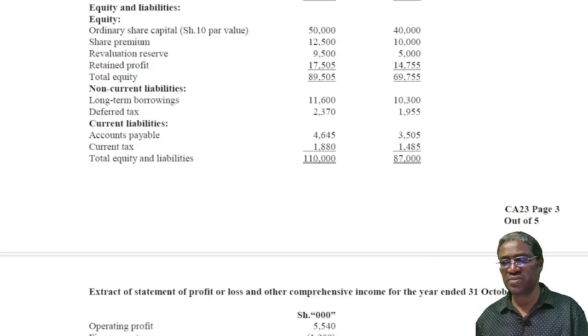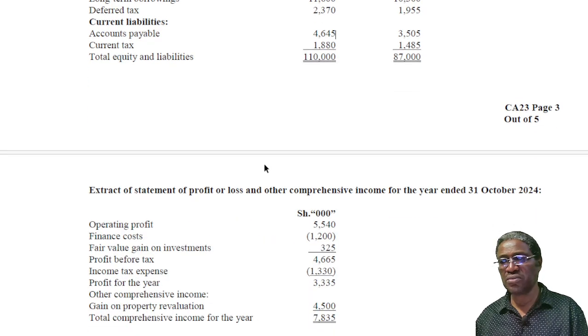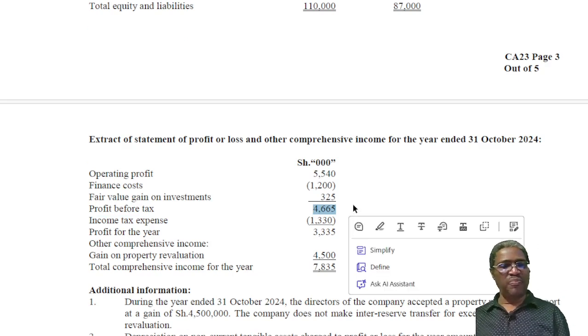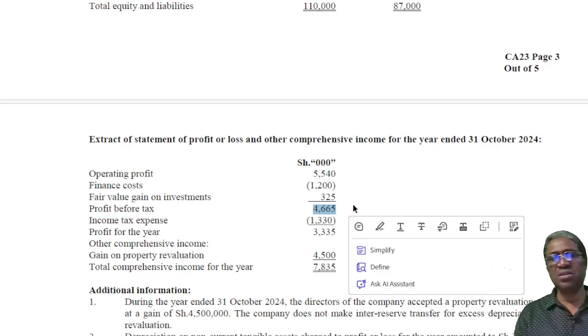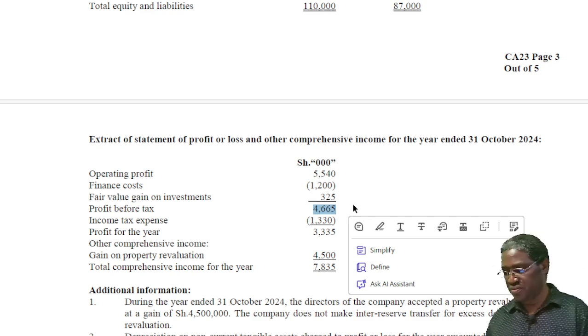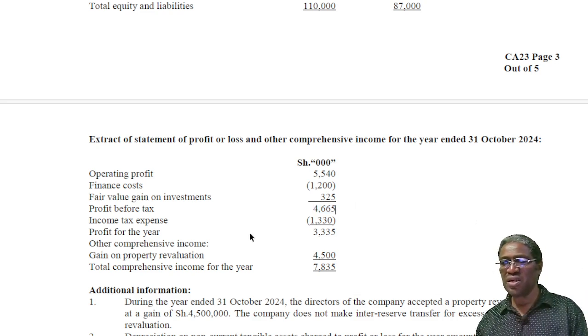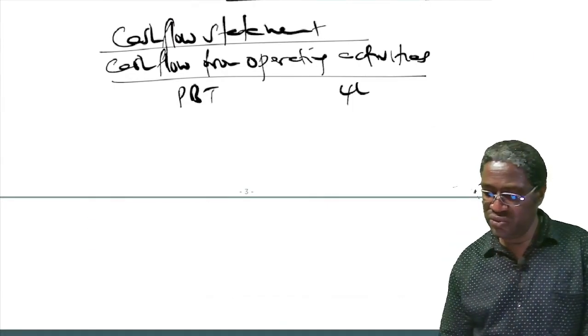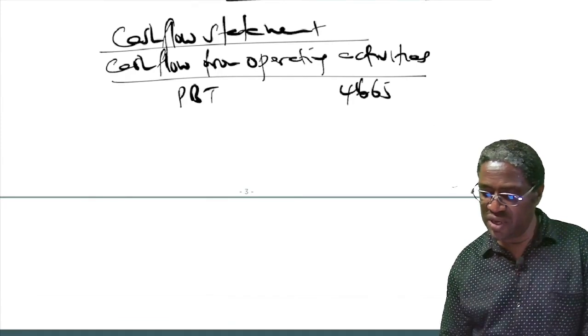Let's pick it. Hope you can now see it there. I'm picking that figure now, 46.65. That's our profit before tax. You there? Good. We pick that profit before tax, 46.65.